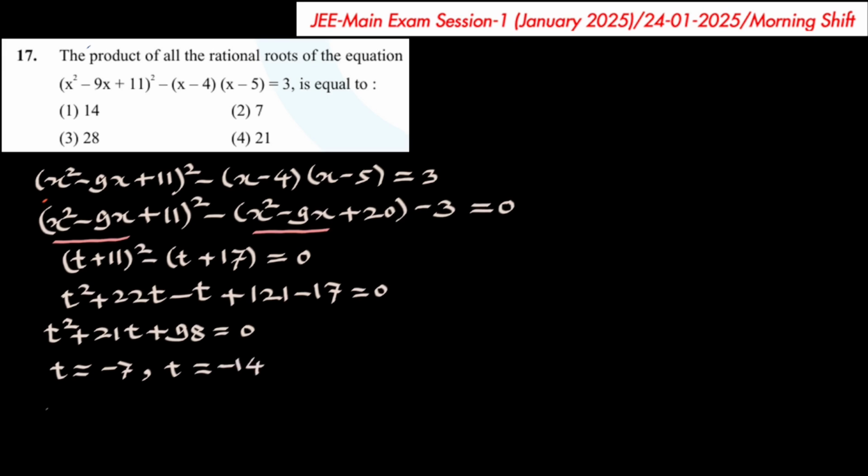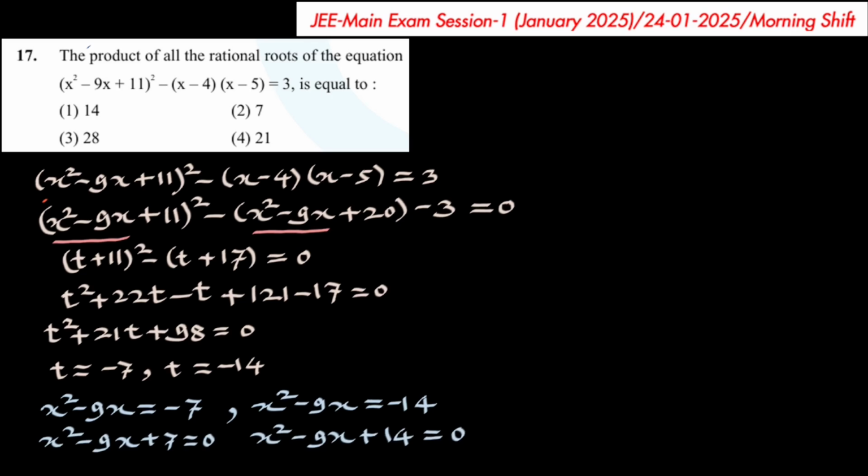Now we will back substitute and put x² minus 9x equals t, which is minus 7, and x² minus 9x equals t, which is minus 14. We get two quadratic equations. We will solve them by the quadratic formula.